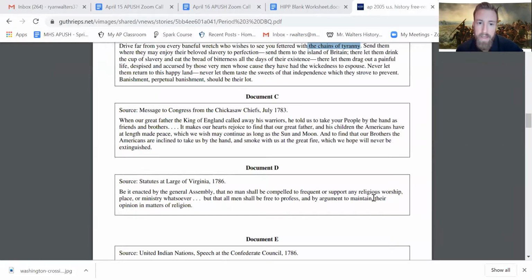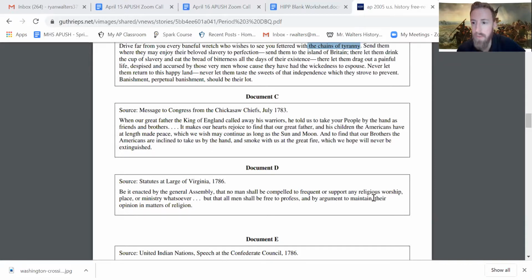Document C, message to Congress from the Chickasaw Chiefs, July of 1783. "When our great father, the King of England, called away his warriors, he told us to take your people by the hand as friends and brothers. It makes our hearts rejoice to find that our great father and his children, the Americans, have at length made peace, which we wish may continue as long as the sun and moon, and to find that our brothers, the Americans, are inclined to take us by the hand and smoke with us at that great fire which we hope will never be extinguished." Okay, so it's a little bit different take here, right?